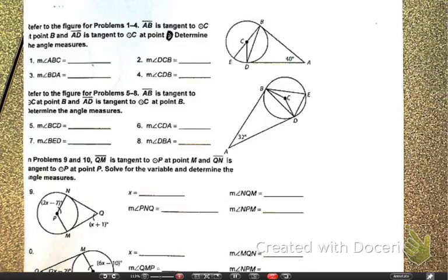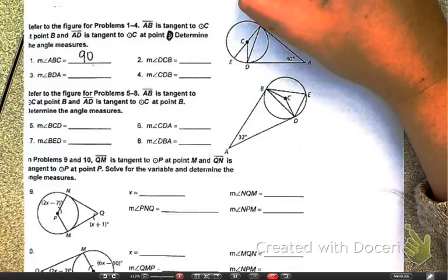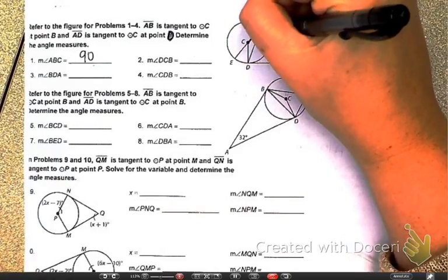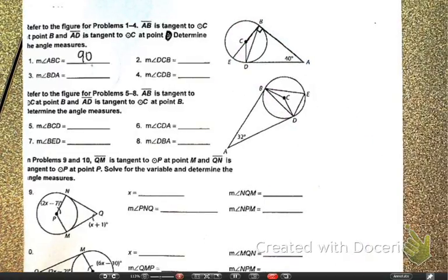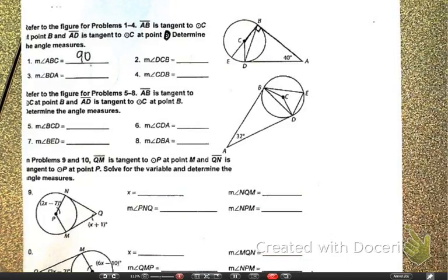Locate angle ABC. Everyone found it on their paper? Anyone know what the measure of that angle is? 90 degrees. Because you have a tangent line that intersects a radius. So that angle is 90 degrees by definition. It's where a lot of people mess up. Okay, you just have to know that definition. There's not anything to solve for there.